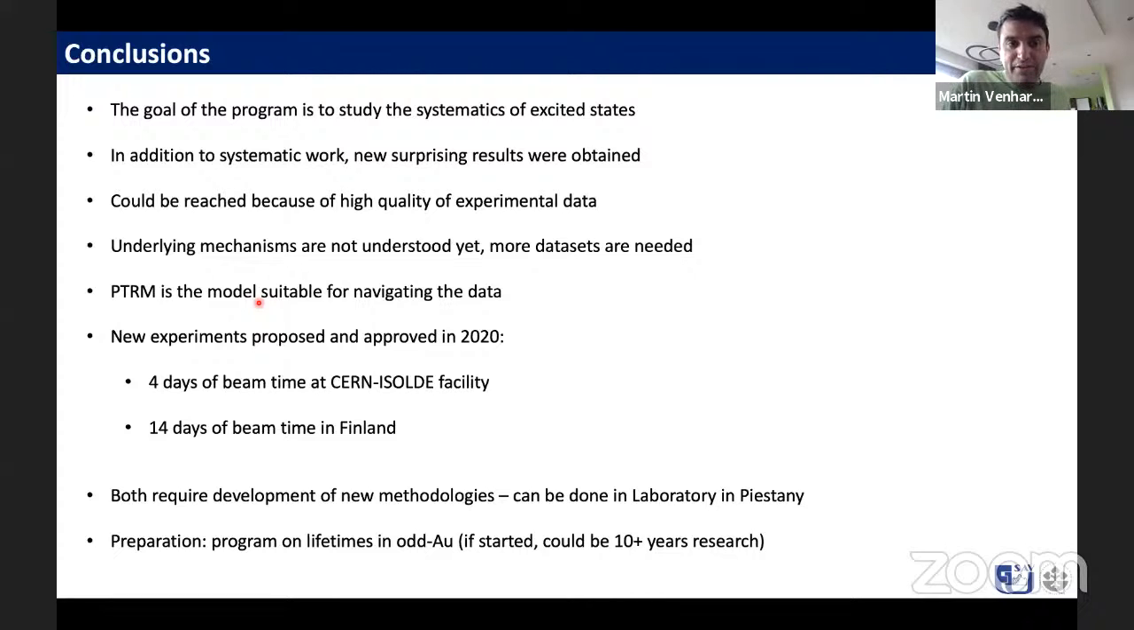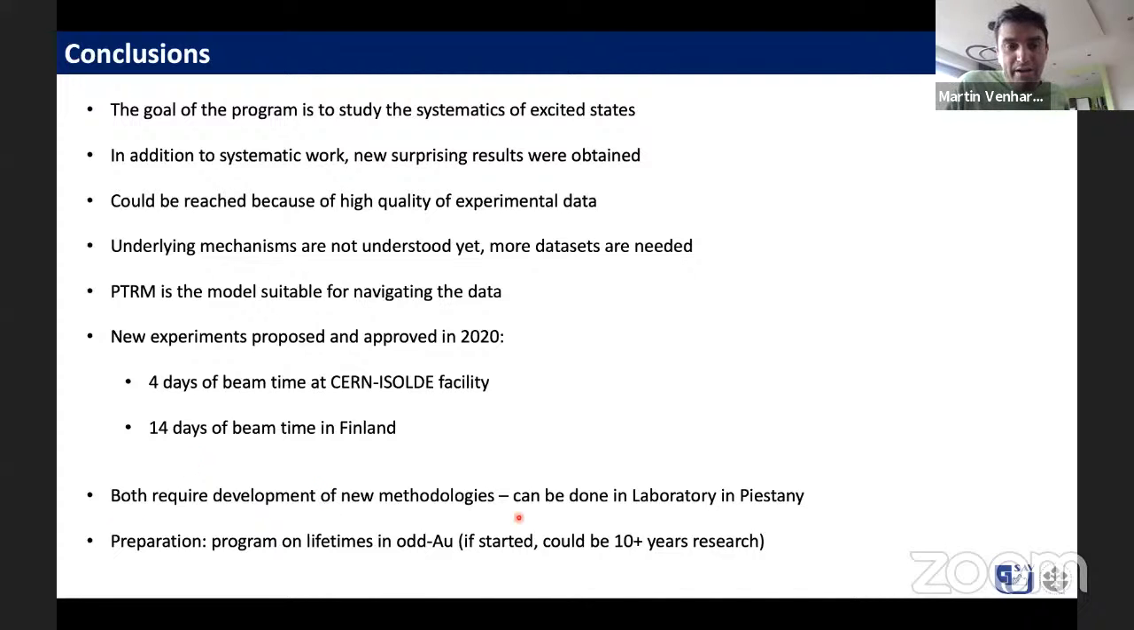However, we attracted the interest, for example, of the nuclear theory group from Bordeaux and from Brussels, with our dear friend and colleague Paul-Henri Heenen, who unfortunately passed away 2 years ago. So, what is important, we proposed 2 new experiments in 2020, and we got 4 days of beam time at the Isolde facility and 14 more days of beam time in Finland, which is quite a long measurement.